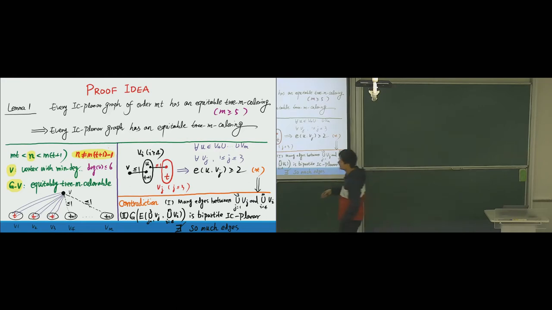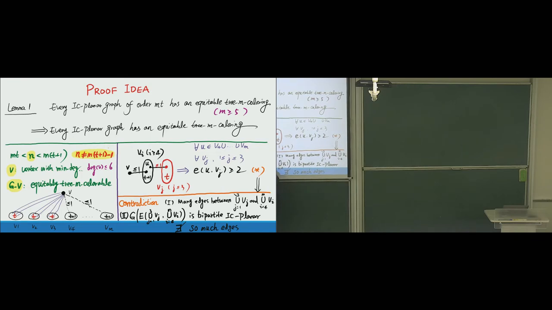So we first assume that the number of vertices here is between this and this. And we know an IC planar graph is 6-degenerate. So we can choose a vertex of minimal degree. That means this vertex V has degree at most six. And then we remove this vertex from G. We come to a graph G minus V. This graph has an equitable 3M coloring.